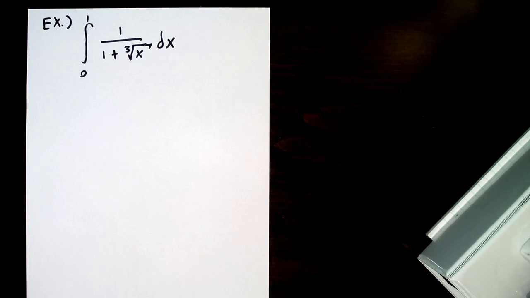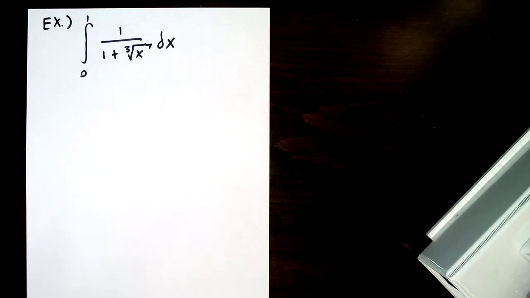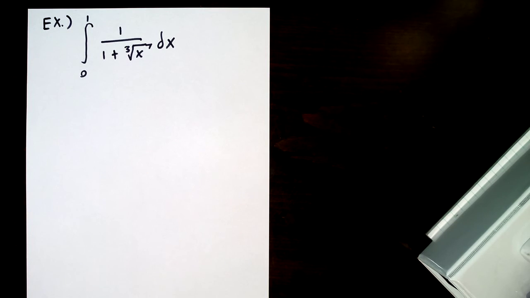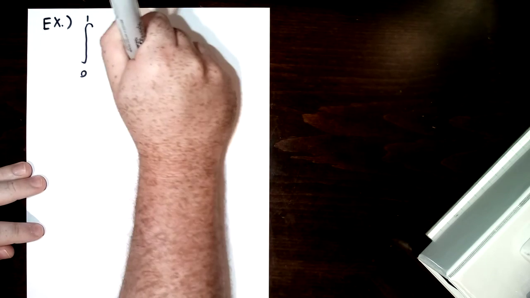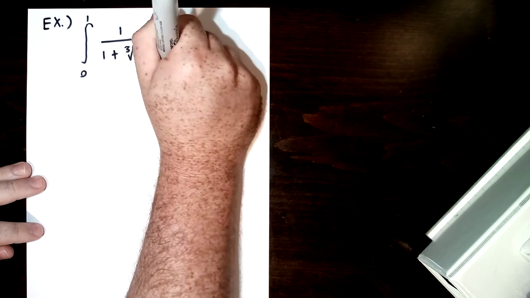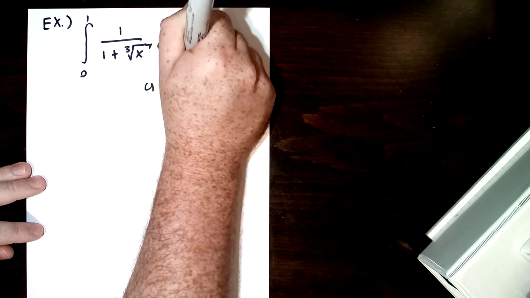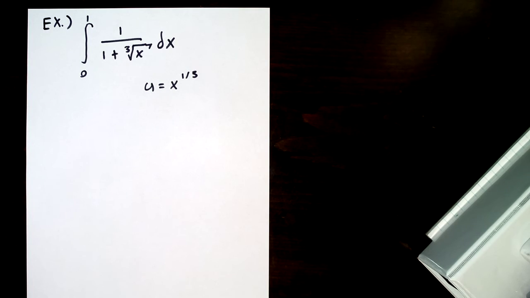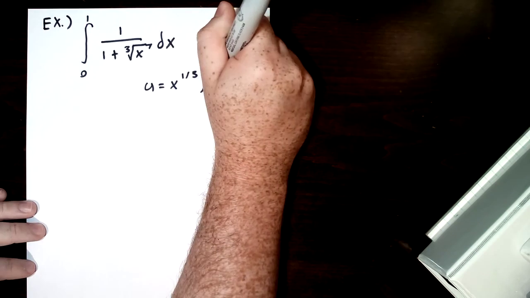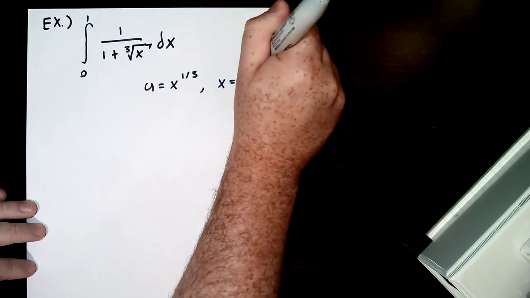So the first thing that we notice is we can't actually use partial fractions for this because the denominator is not a polynomial. This is actually a lot simpler. This is going to come down to a u substitution. So let's go ahead and let u be equal to x to the 1/3, i.e. the cubed root of x. This will come useful later, but do be aware that x is equal to u cubed.